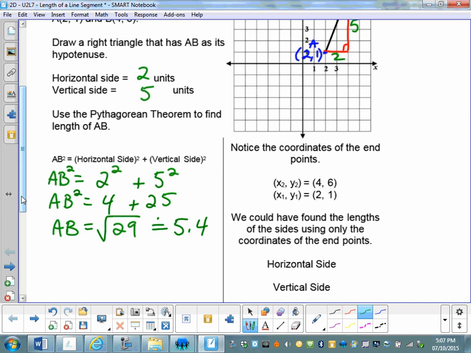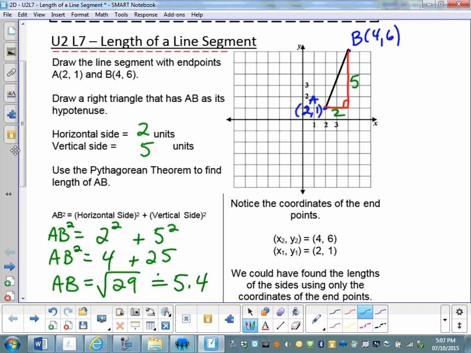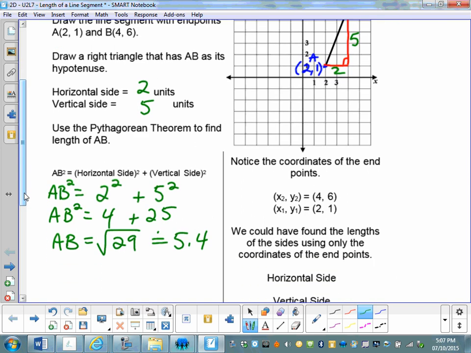Now, we could figure that out on the graph. How is that working with the coordinates of the points, though? So if you notice the coordinates of the points here, if we take a look at the 2 x values here, the 4 and the 2, how do the 4 and the 2 end up giving us a horizontal distance of 2? Well, if we subtract those 2 values, 4 minus 2, that gives us the 2.